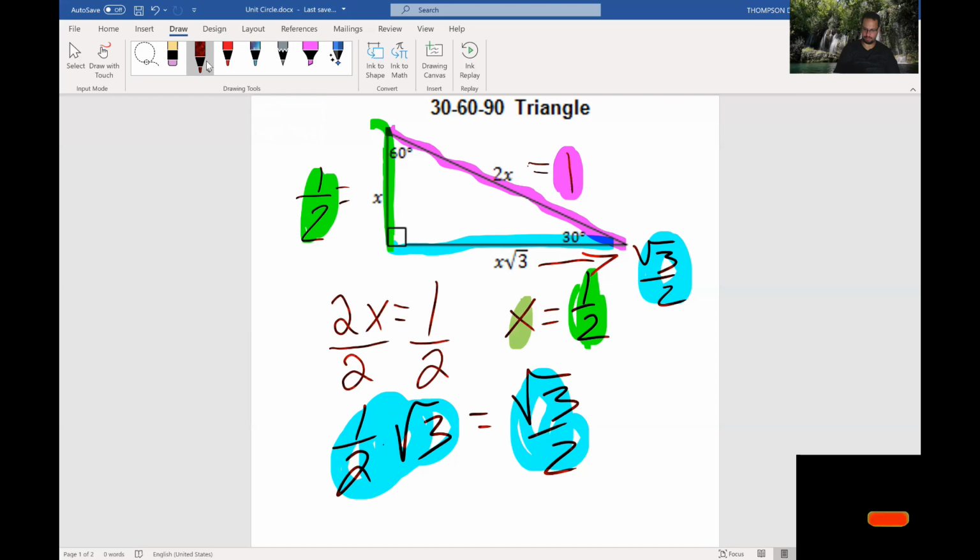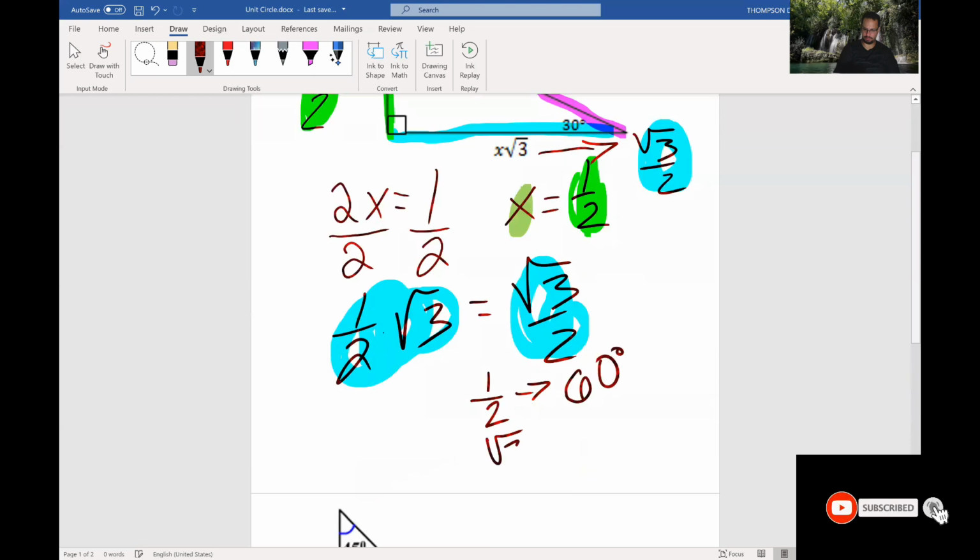So the ratios we would have will be 1/2, which is the side touching the 60. √3 over 2 is going to be the side touching the 30 degrees, and 1 is the hypotenuse. And we're done with the 30, 60, 90.